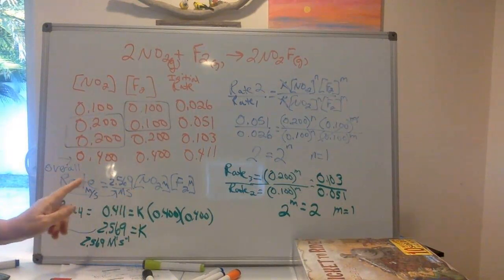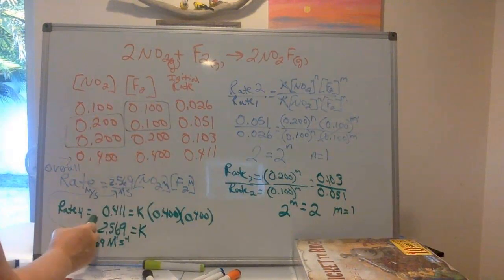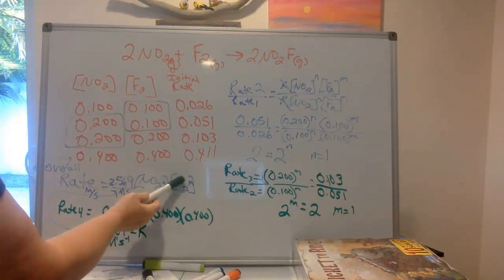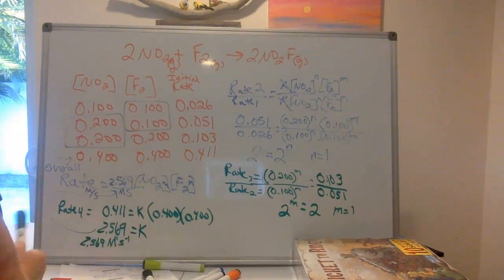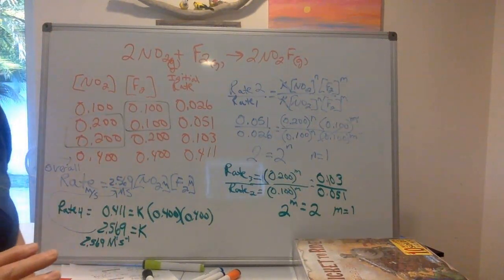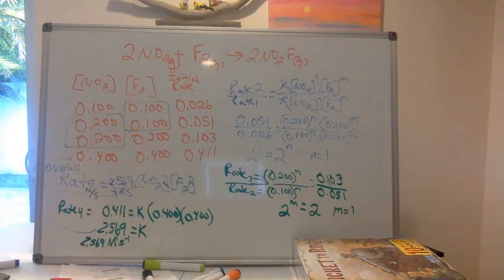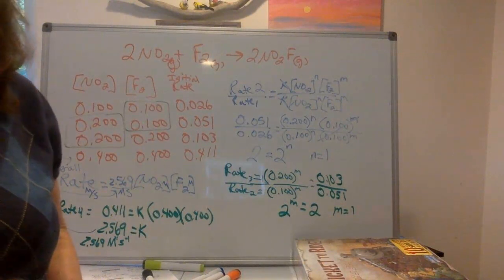Now the last thing to look for is the overall order of reaction. The overall order of reaction is 1 plus 1, which is 2. So we'd say that the overall order of this reaction is 2. Alrighty, just keep replaying this until you understand it. It's pretty straightforward, but it does take a little bit of time to assimilate the process so that you know what you're doing going forward.